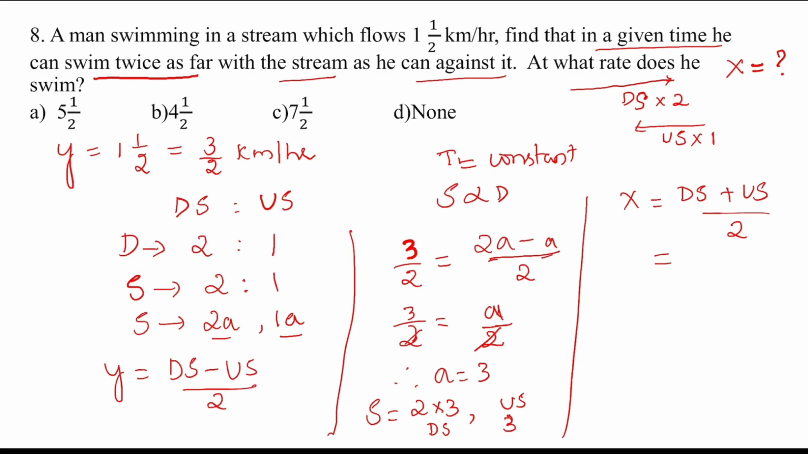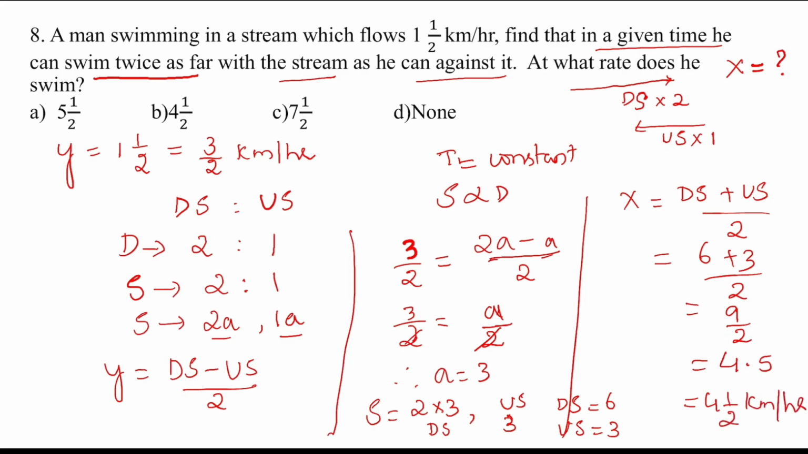So we will get downstream speed as 6 kilometers per hour and upstream speed as 3 kilometers per hour. So it is 6 plus 3 divided by 2, which is equal to 9/2, which is equal to 4.5 kilometers per hour. So option B is the answer. Next one.